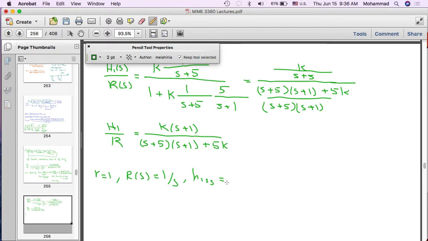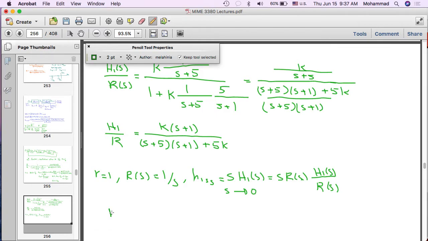So h1 steady state. You can calculate h1 steady state from the final value theorem. According to the theorem, this is equal to s times H1(s) as s goes to 0. The way you find this is by finding R(s) and multiplying R(s) by the transfer function between h1 as output and R(s) as input. So let's go ahead and calculate for R(s) of 1 over s.